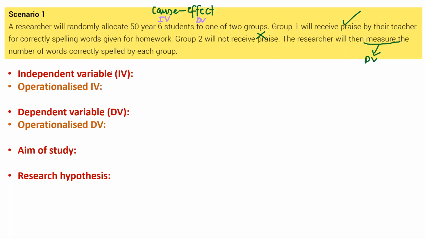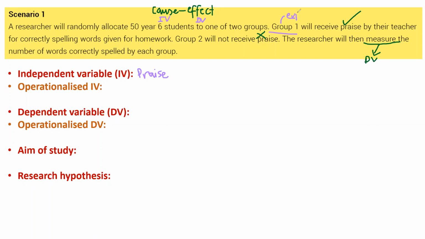So in this case, the simple IV or the non-operationalized IV is going to be the praise, or receiving praise, or whether or not someone receives praise. You can word it in many different ways. The IV is praise. We know the experimental group are exposed to the IV. In this case, the experimental group is group 1.